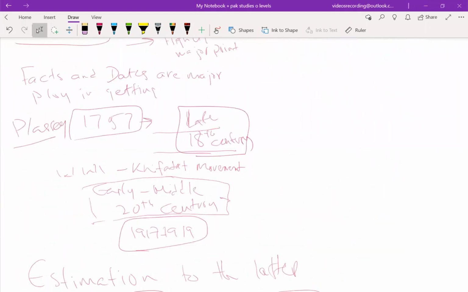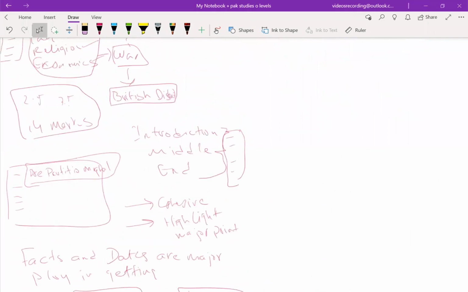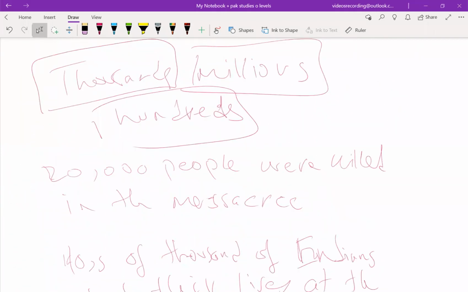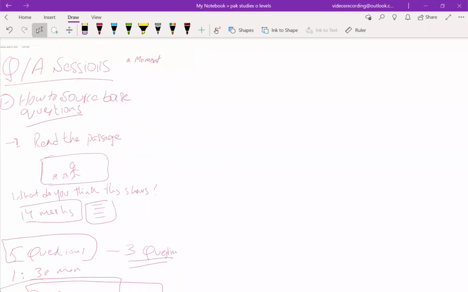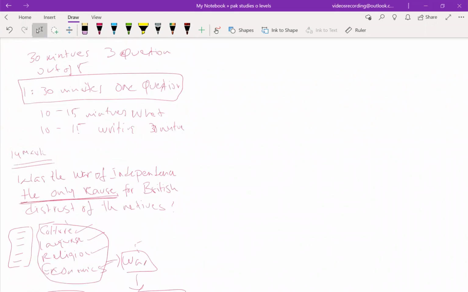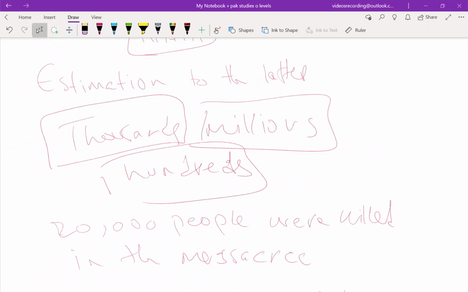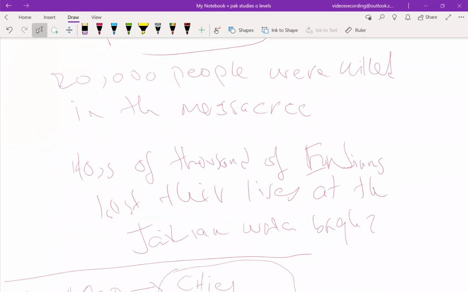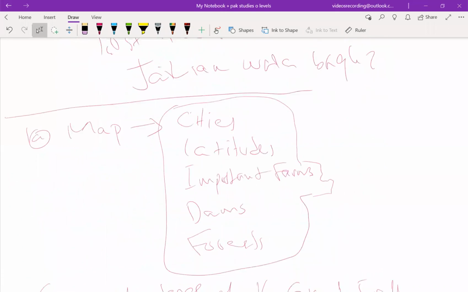So these are some of the things that we've talked about as to what goes in the first section with the history, like how to attempt 14-mark questions, what to write and how to write. And with geography, what kind of questions come, and what the examiner focuses on as far as questions are concerned.